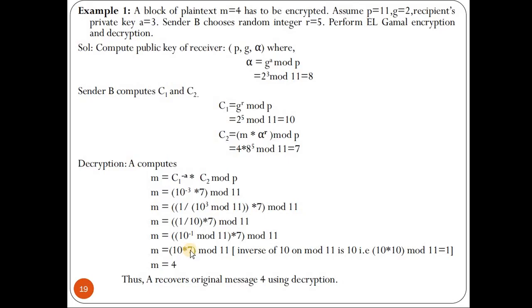So 10 into 7 is 70. 70 mod 11 fetches me 4, which is equivalent to the original message that is sent by B. Thus A recovers the original message 4 using decryption.